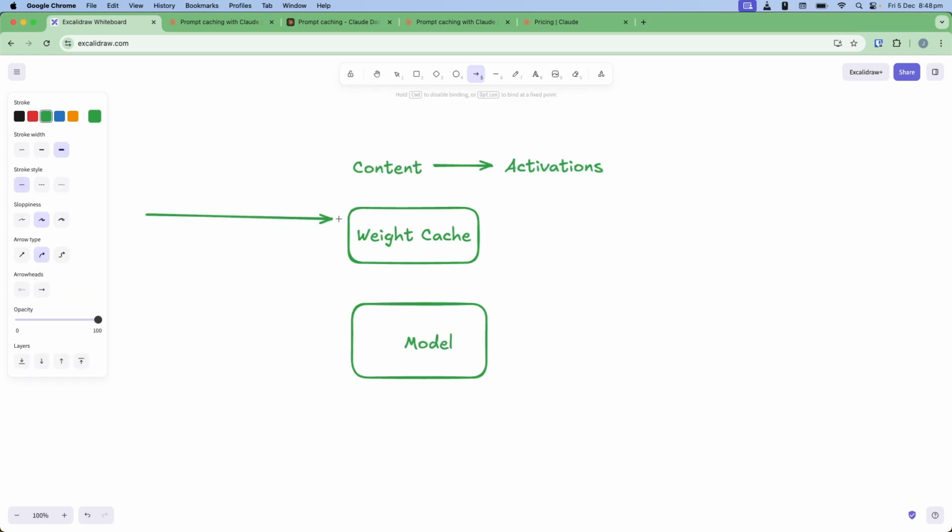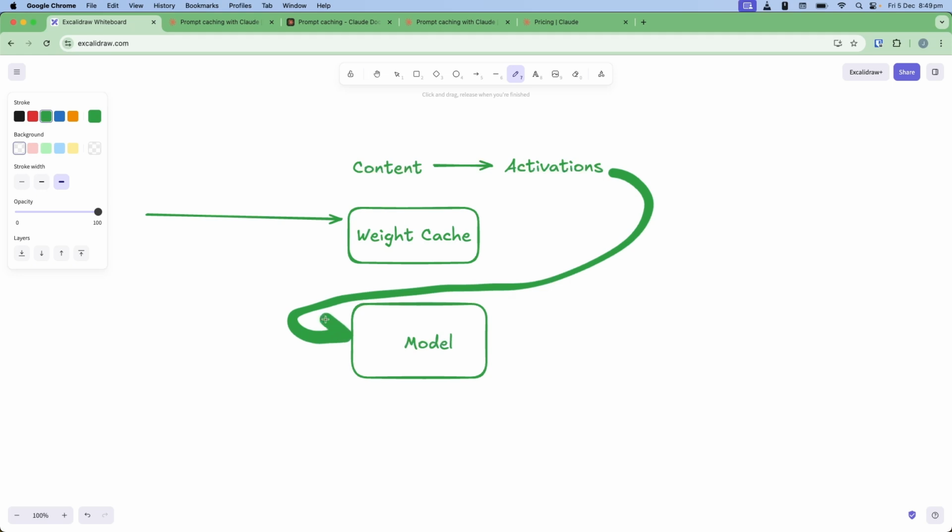When your requests come in and it has a cache hit, it will feed those activations into the model to avoid it having to reprocess all of those input tokens. This leads to an absolutely massive cost saving because a lot less tokens have to get ingested by the model for every single request.